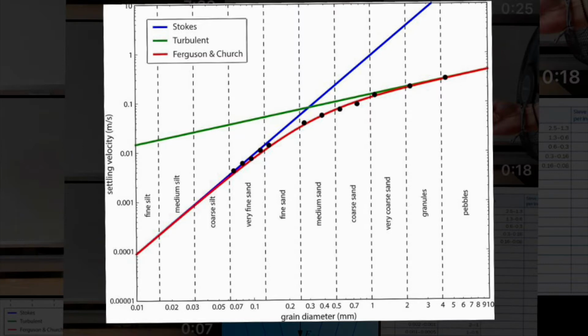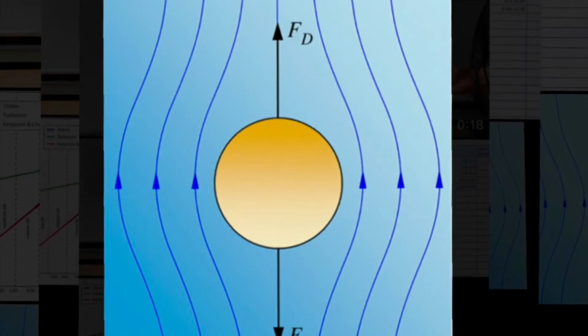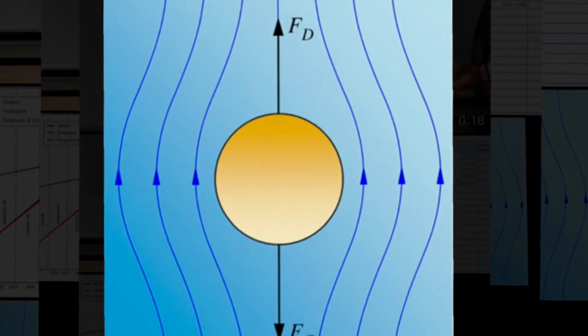Another important thing to note is that this graph is on an exponential scale, meaning that the settling velocity, or the wind velocity that it takes to pick up these particles, will increase at a very quick rate compared to how fast the grain size is increasing. And in this picture here, you can get a better understanding of what the graph is trying to show you.